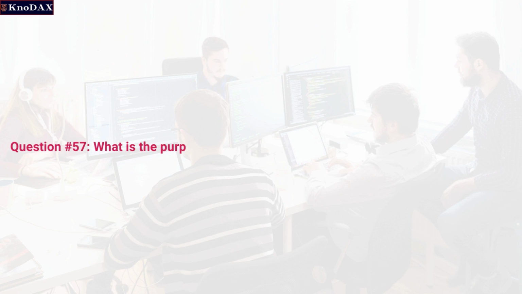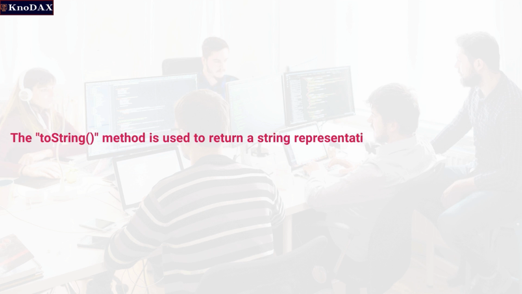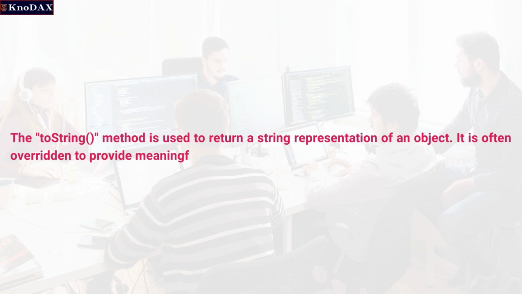What is the purpose of the toString method? The toString method is used to return a string representation of an object. It is often overridden to provide meaningful information about the object state.